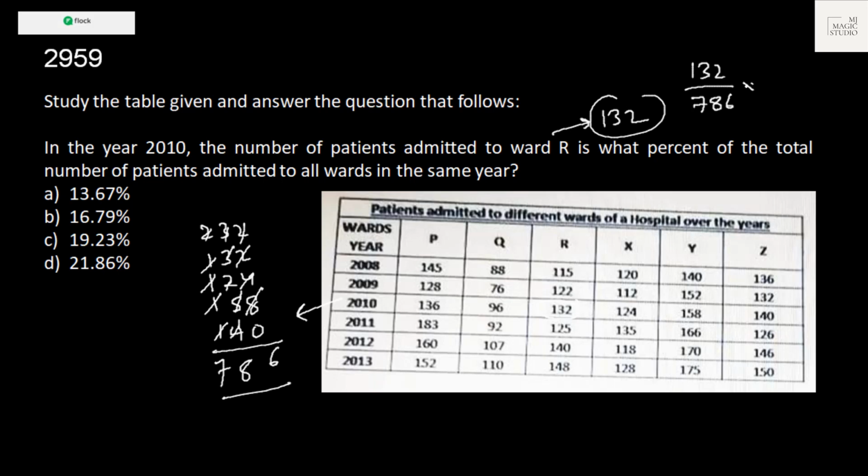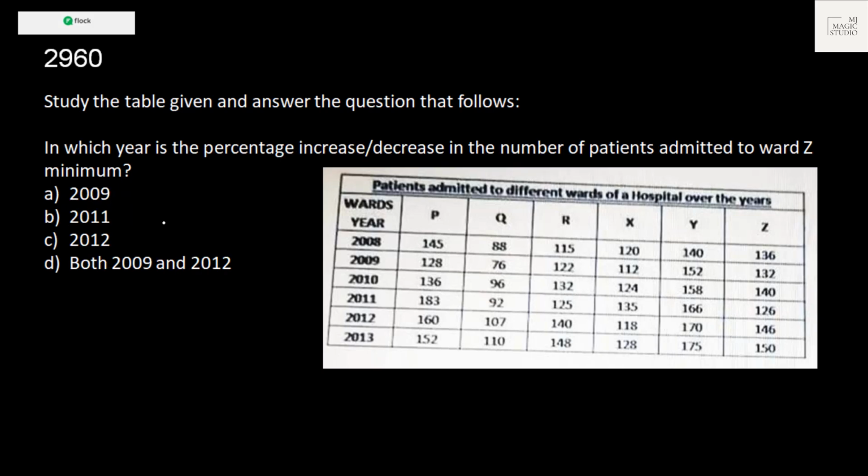132 by 786 is how much in percentage? So if it is 8, it will be 1 and 52, 6, 16 something. We are increased. So it should be more than 16, just very near to 16. And it would be around 16.5, 16.8, 16.79. Option B fits in.